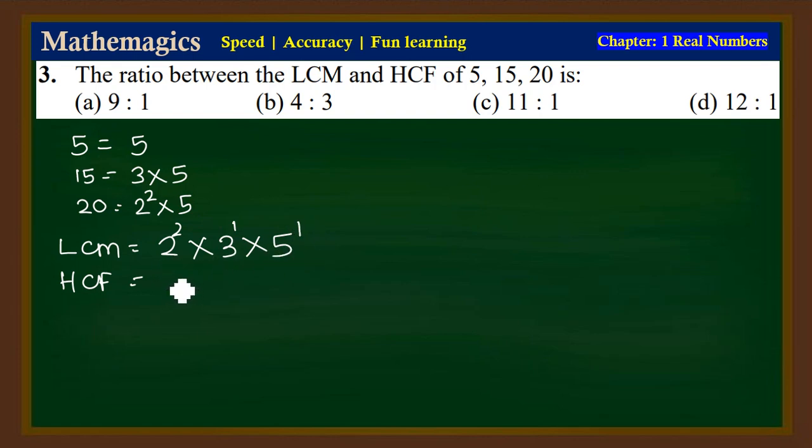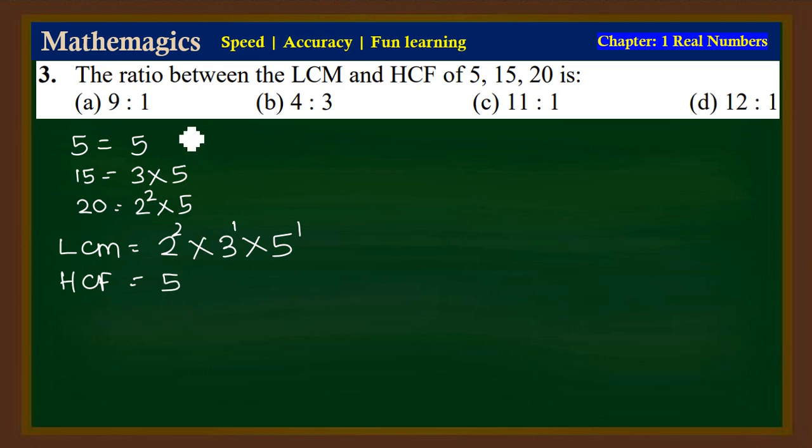Now we have to find the HCF. HCF means the lowest power. We have to take a number which is available in all three cases. Here 2 is not available in all three, 3 is also not available in all three, but 5 is available in all three cases. So I have to take 5. As 5 has only 1 power, the lowest power is itself. That's why the HCF is equal to 5.